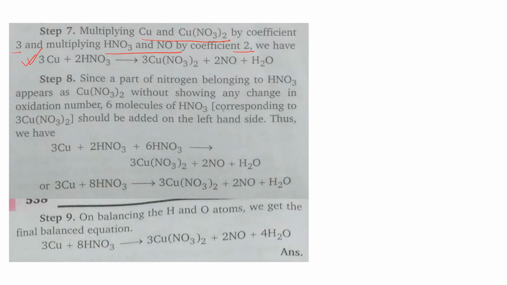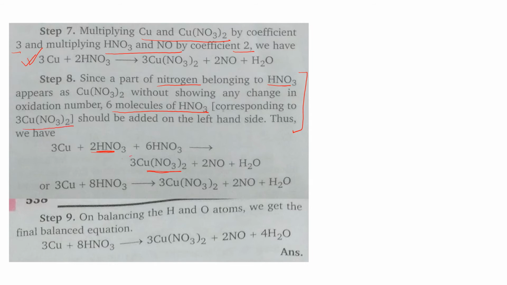Now step 8. This is a very important step for this particular reaction. This reaction is a typical reaction. Since a part of nitrogen belonging to HNO3 appears as Cu(NO3)2, but it is not showing any change in oxidation number. So 6 molecules of HNO3 correspond to 3 Cu(NO3)2.